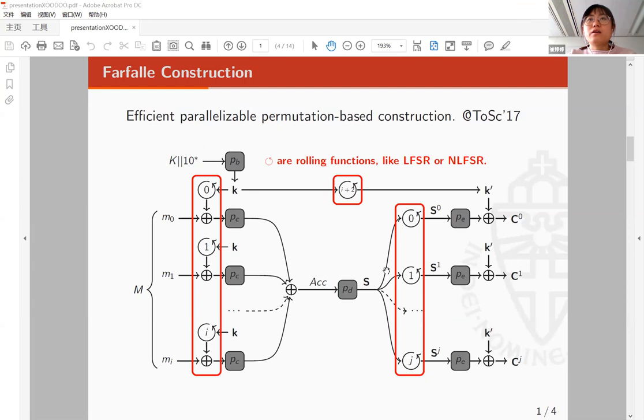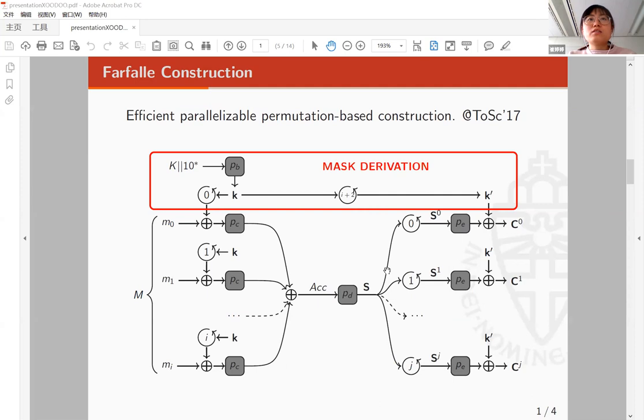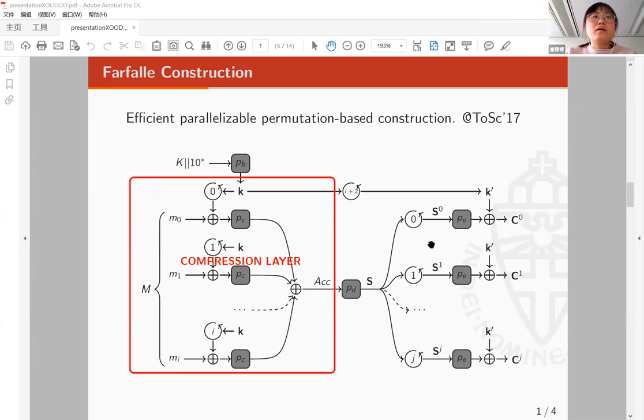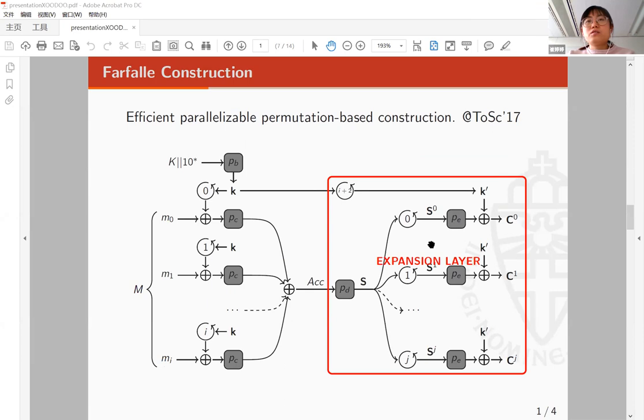From another point of view, the construction has three clear parts. The first part is the mask derivation, where the secret key is padded into a string and then handled to produce the input mask key k and output mask key k prime. The second part is the compression layer. It is used to handle the message in parallel. And the last part is the expansion layer, which is used to generate the data stream in parallel.